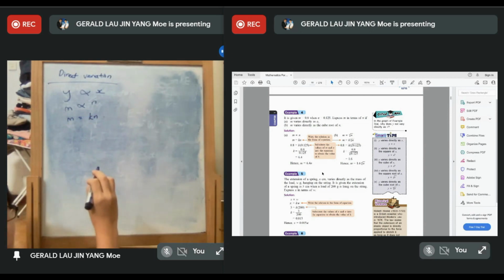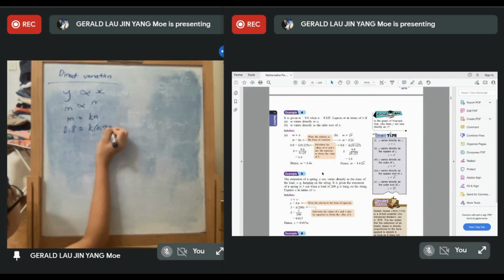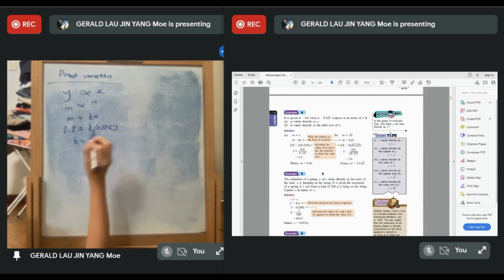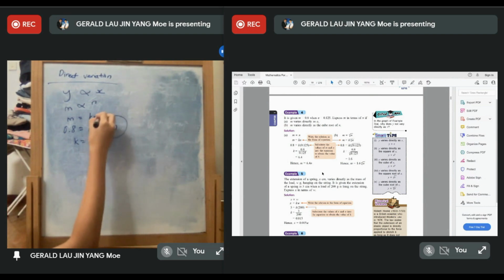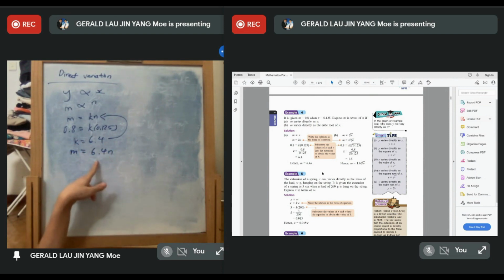Okay? So what is the m? 0.8 and the n is 0.125. Okay? So k times 0.125. And then you must find the constant. You must find what is k. So the textbook says k is 6.4. Then you put back into here, you express it m equals 6.4n. Okay? So you find the constant. You understand?